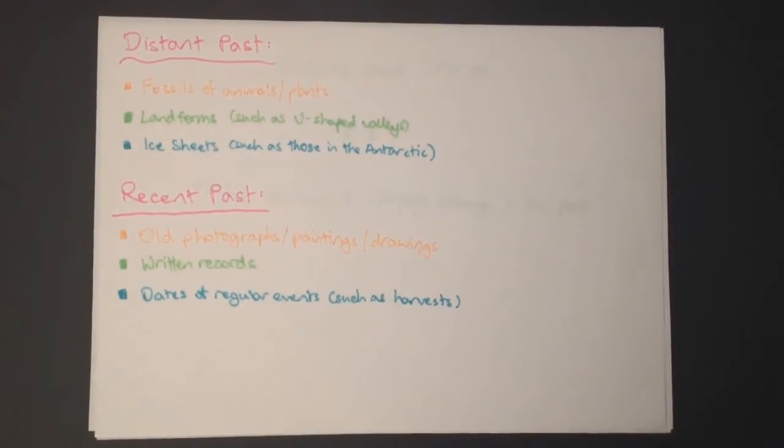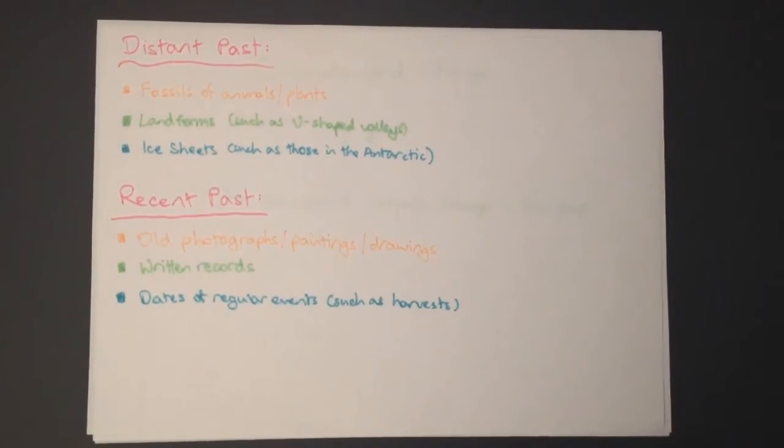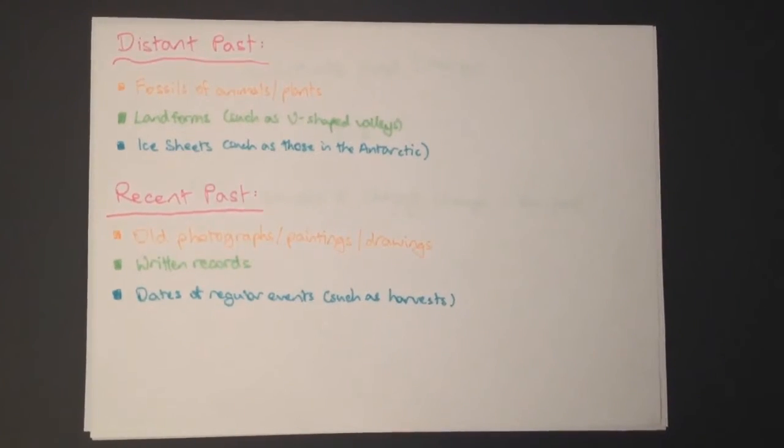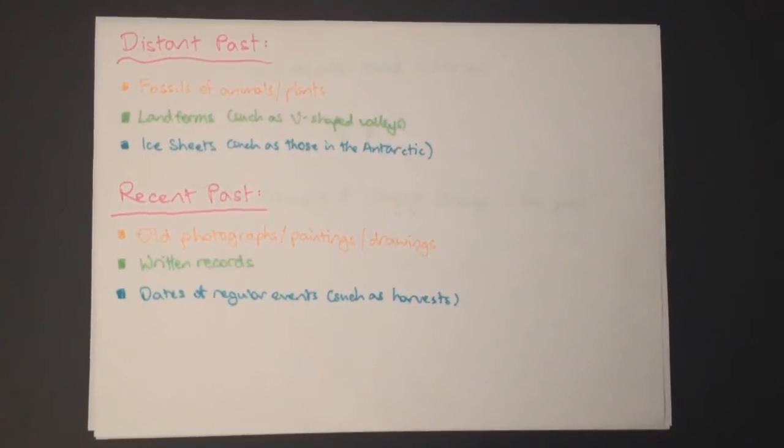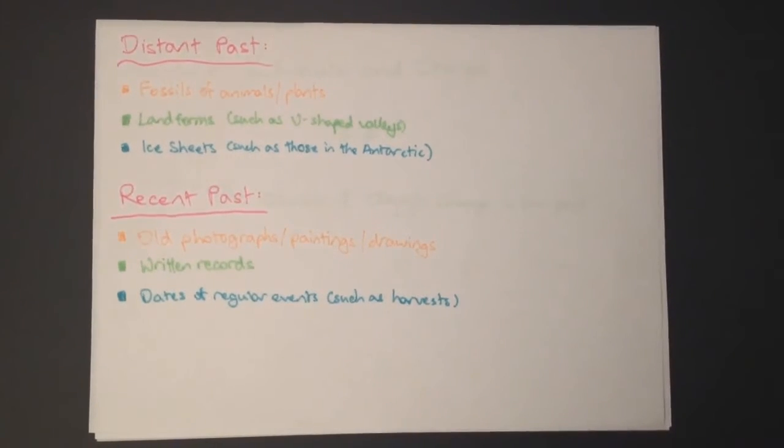We can also find evidence for climate change occurring in recent periods, such as old photographs, drawings, and paintings of a particular landscape or location, written records such as diaries and newspapers, and the patterns of dates of regular events such as harvest and species migration. If they seem to have a pattern of changing over time, perhaps this could point out a change in the climate.